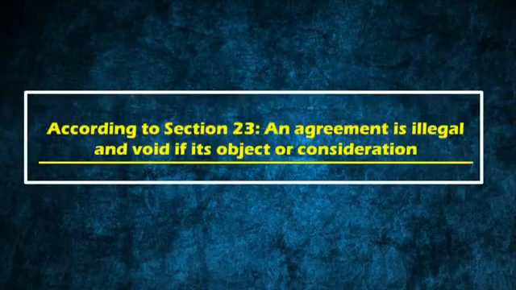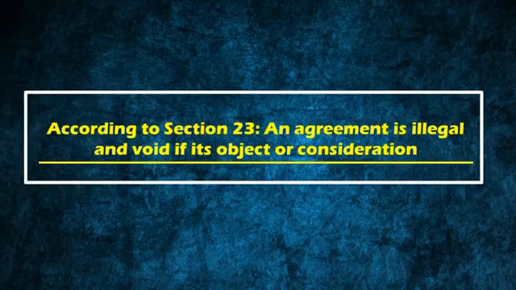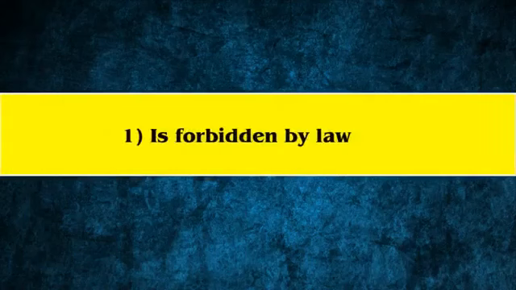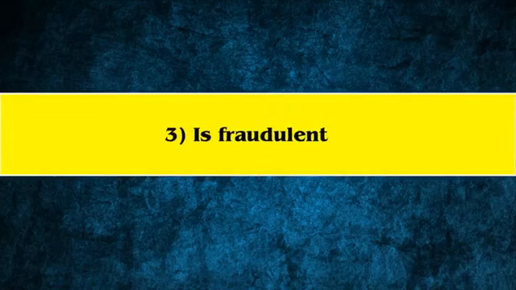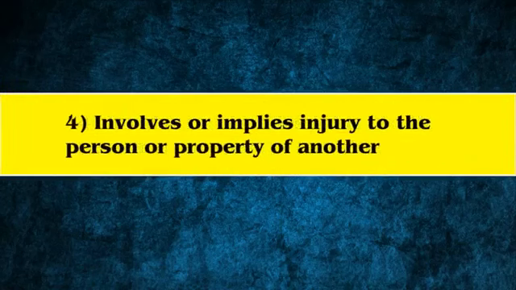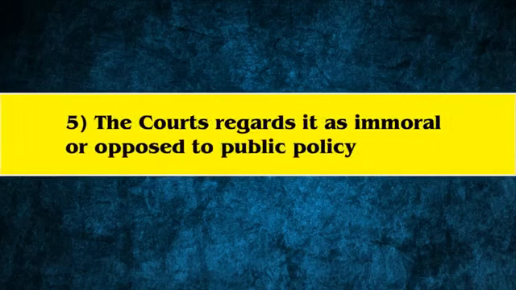Another type of contracts are illegal or unlawful contracts. According to Section 23 of the Contract Act, an agreement is illegal and void if its object or consideration is: 1. Forbidden by law, 2. Is of such nature that it would defeat the provisions of any law, or 3. Is fraudulent, or 4. Involves or implies injury to the person or property of another, or 5. The court regards it as immoral or opposed to public policy.